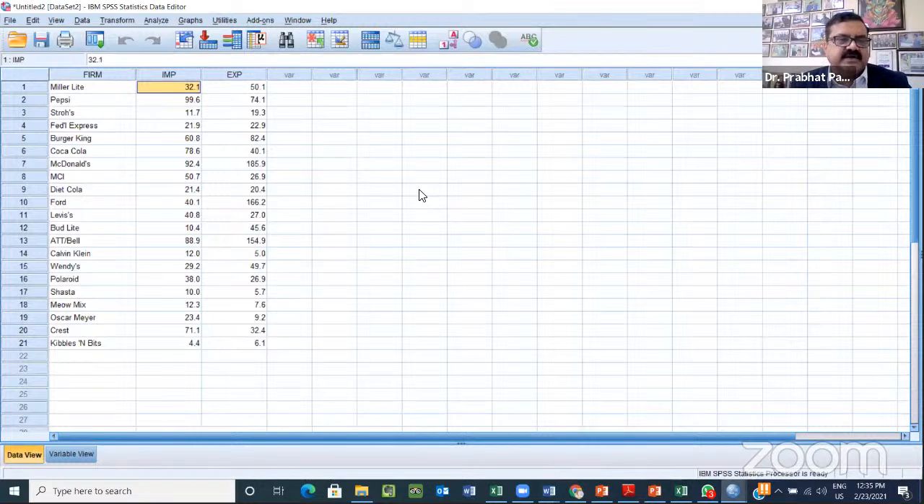So here you have two kinds of data. One is recall data, the impression of the advertisement, and the second is the expenditure made by the company on advertisement. These are the expenditures in millions of rupees made by these companies on the advertisements they have floated, and these are the data for advertisement retention. Just to give you a glimpse of how the market looks.